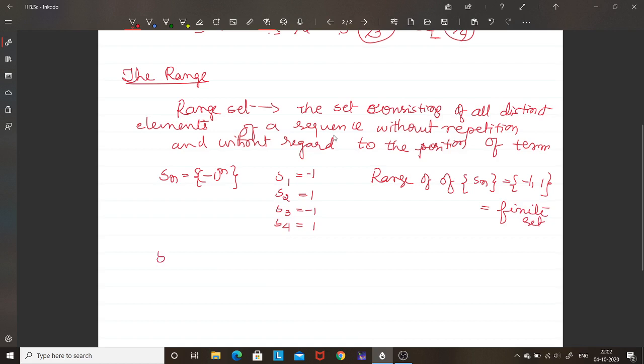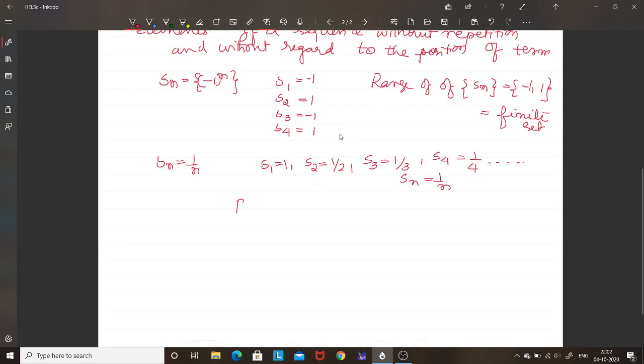Let me take one more example. Sn is equal to 1 by n. We get S1 is equal to 1, S2 is equal to 1 by 2, S3 is equal to 1 by 3, S4 is equal to 1 by 4. So like this it continues. The nth term is 1 by n. So the range of Sn is 1 by n, such that n belongs to the natural numbers. It continues like that, 1 by 5, 1 by 6, 1 by 100, and so on. So this is your range set.